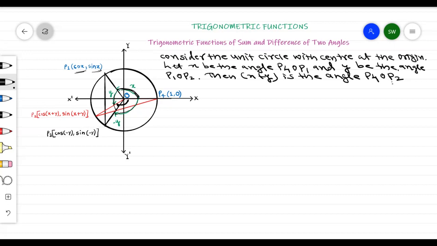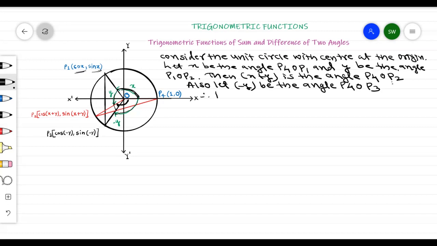Also, let minus y be the angle P4OP3. This is of minus y in the clockwise direction.